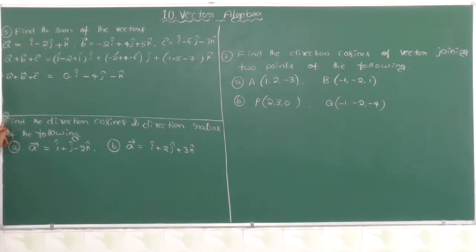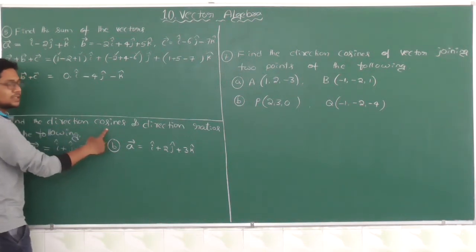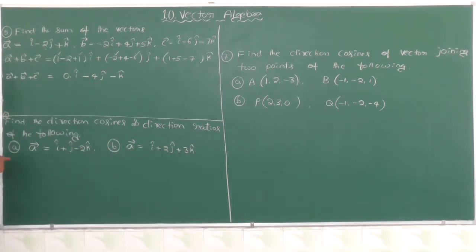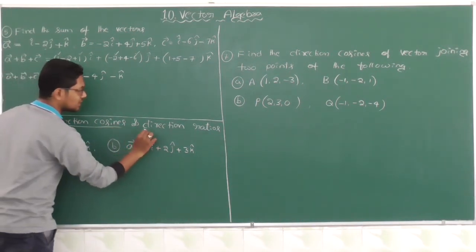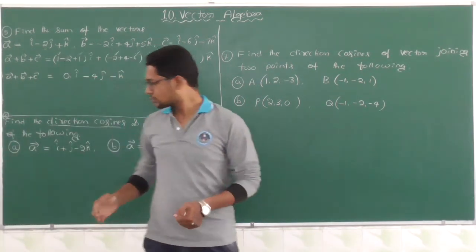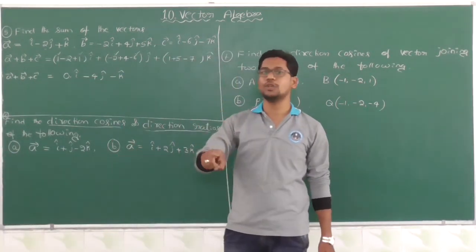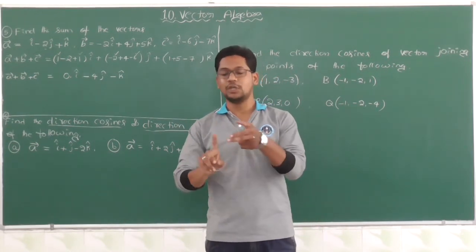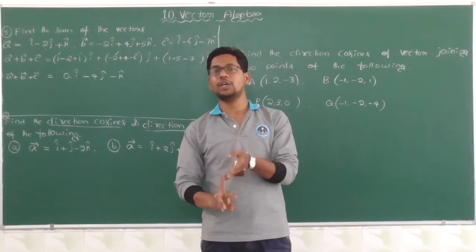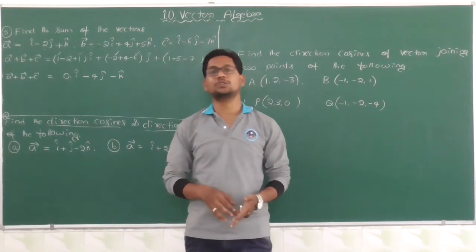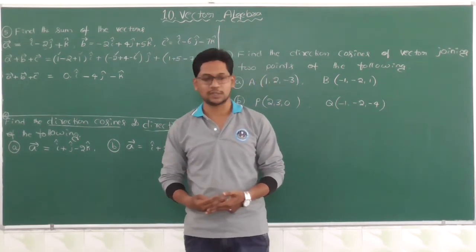Next, let us move on to the sixth one. Find the direction cosines and direction ratios of the following vectors. In the sixth problem, we have to find direction cosines and direction ratios. Two things we have to find. First one, direction ratios. Second one, direction cosines.